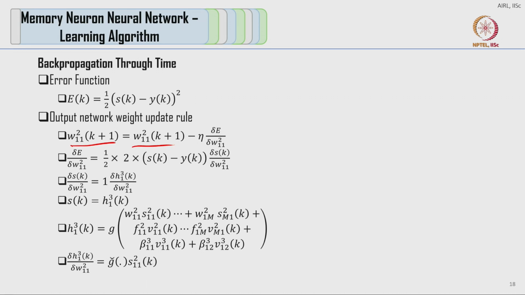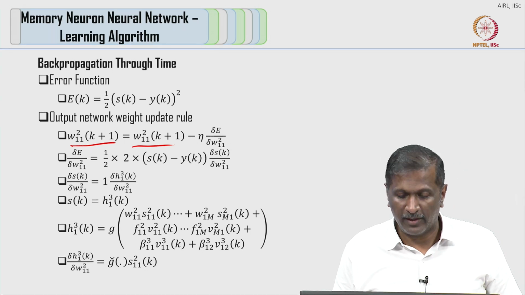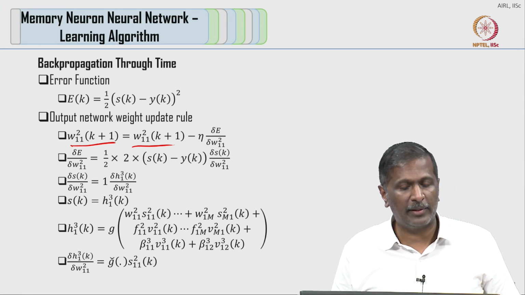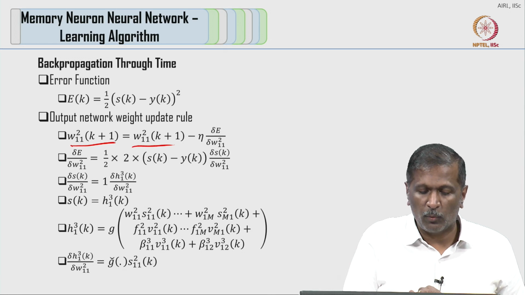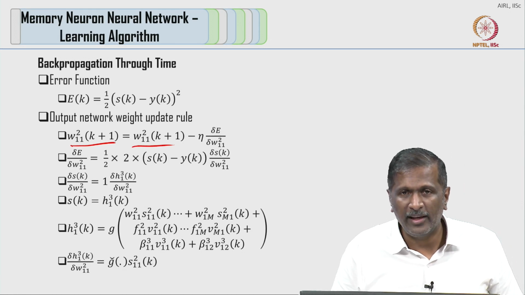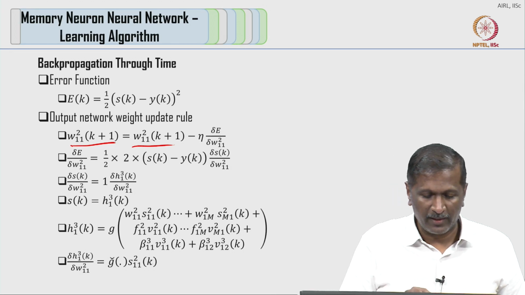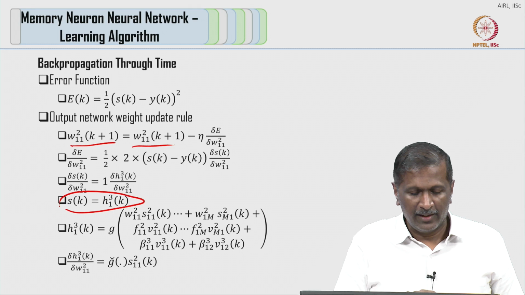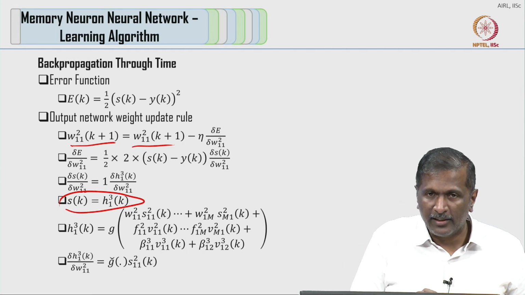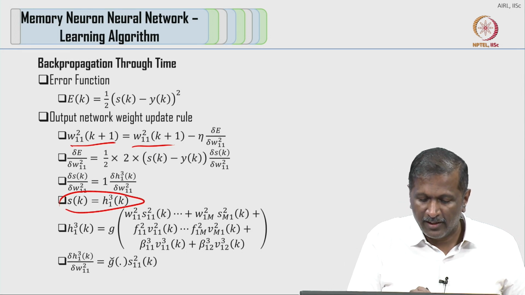If I am trying to differentiate E with respect to W, I will have the term 1 by 2 into 2 times S of k minus y of k, times dou S of k by dou W11 of k. Here y is the true value, S is the predicted value. Dou S of k by dou W11, if I take it, is nothing but 1 times H11 of 2 of k by W11 of 3. Remember S is nothing but H11 of 3.